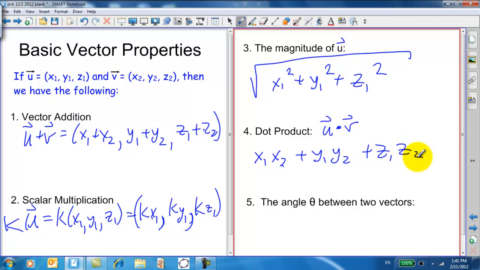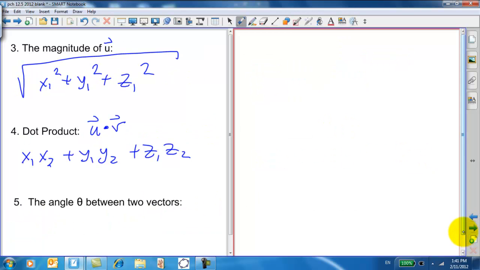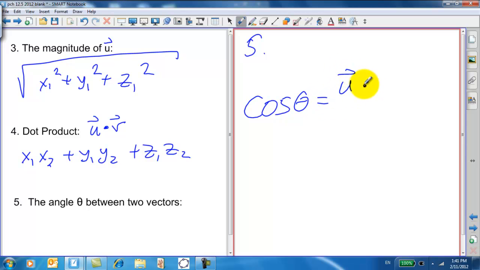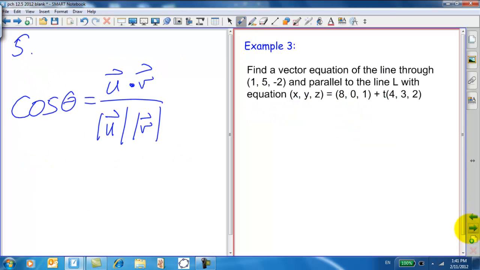And finally, the angle between two vectors. This is number 5. The angle between two vectors, we can use our cosine theta again, and we can still get by with u dot v over the magnitude of u times the magnitude of v. Same principle applies from what we saw before.